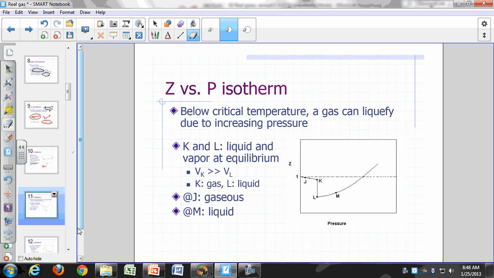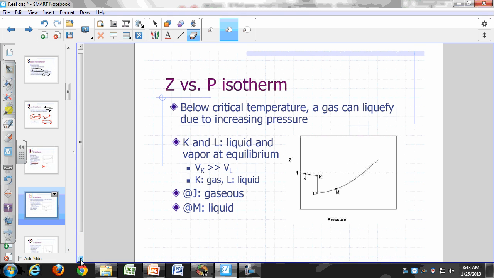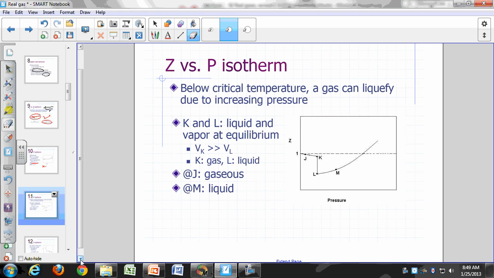Now, what if you are below what we call a critical temperature? What happens is this drastic drop is actually an indication that your gas has liquefied. Okay? Remember, what's the density of a gas compared to a liquid? A liquid is much more dense compared to a gas, right? So if there's a big drop in the volume, density is mass over volume, right?